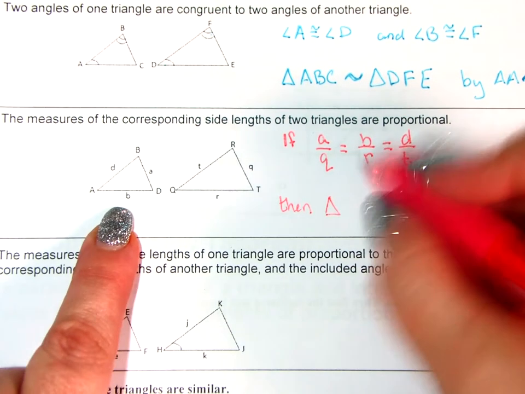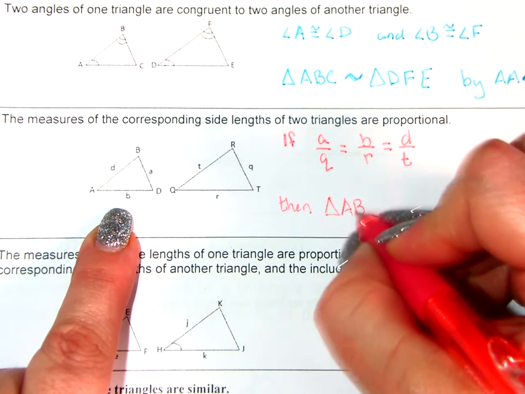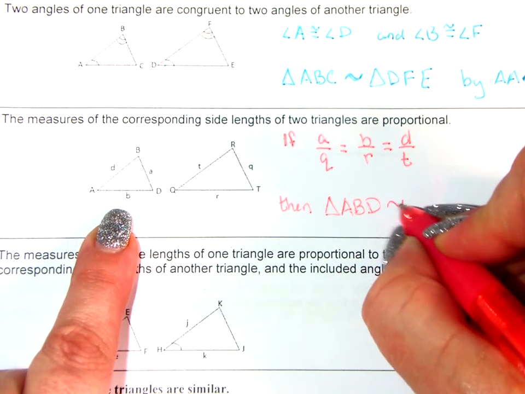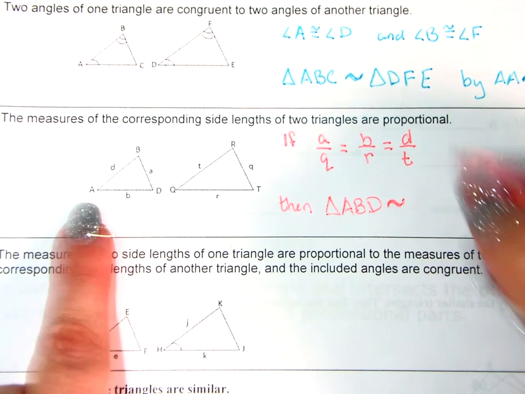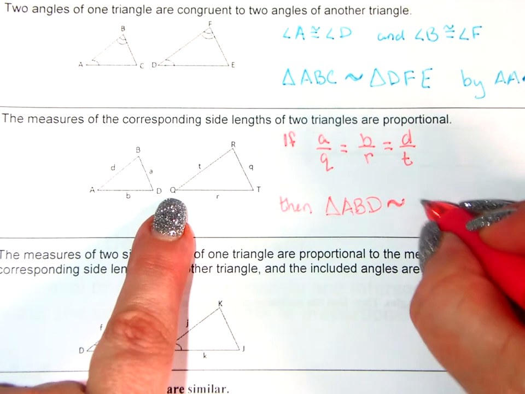Triangle, I can call the first one ABD, would be similar to triangle. If I start at A, I'm going to start at Q.